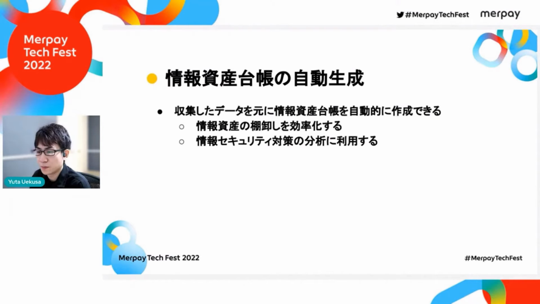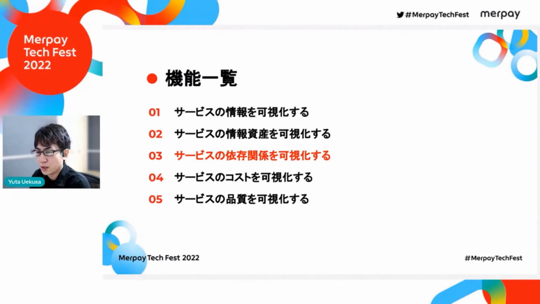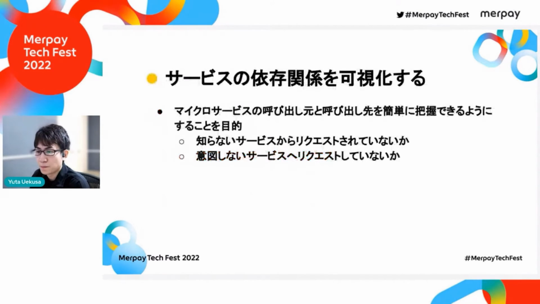Now we talk about the feature to visualize service dependencies. This feature is intended to make it easier to understand the callers and the call destinations of microservices. It enables developers to notice if they are receiving requests from unknown services or if they make requests to unintended services.